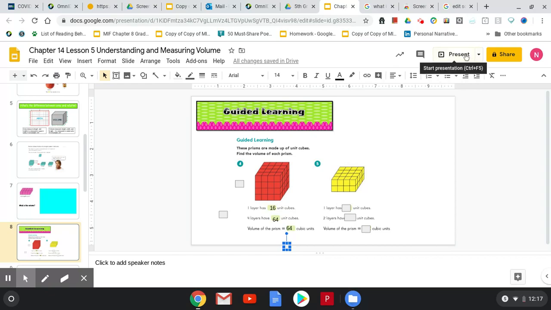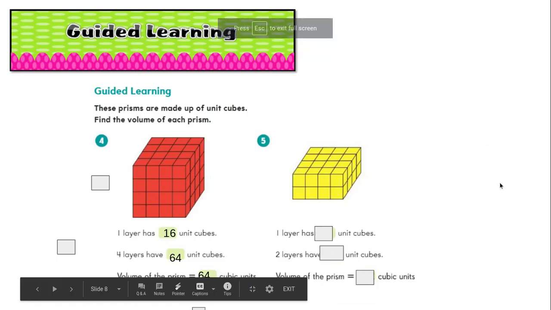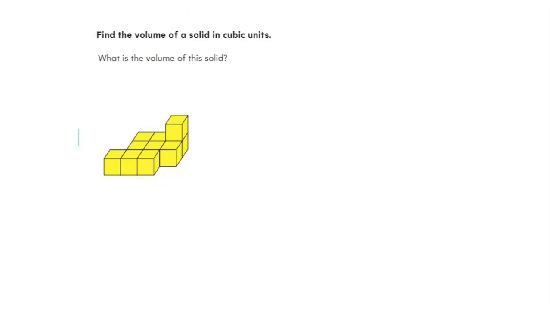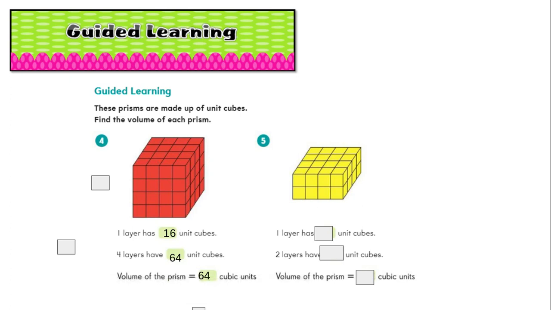Okay, let's do the same. I'm going to present this so it's bigger. And I want you to take a moment and go ahead and figure out what the volume of the prism for number 5 is.